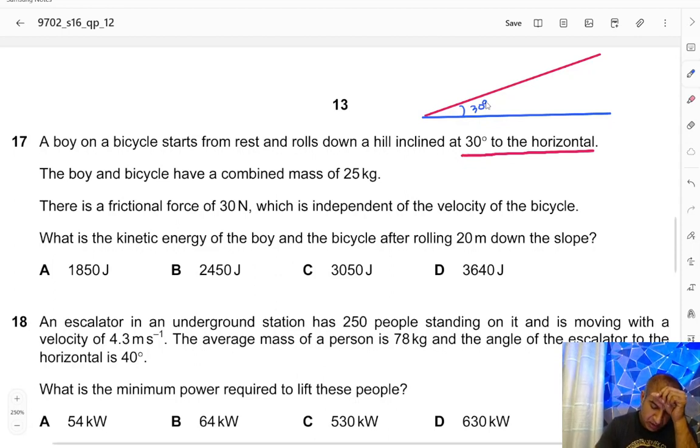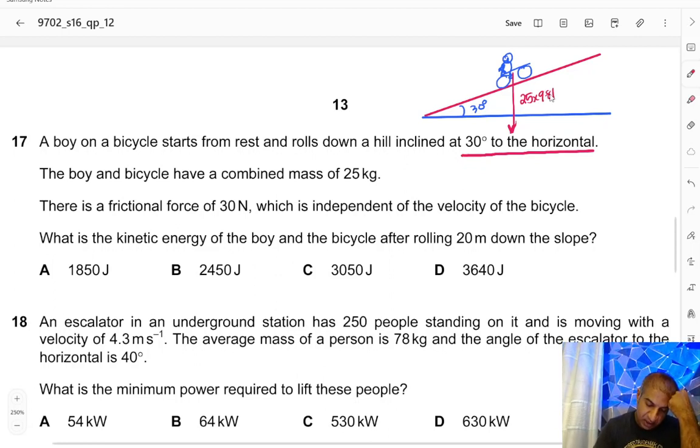Okay. The boy and the bicycle have a combined mass of 25 kg. Okay. So we happen to have a bicycle. And let's just draw a bicycle, and this is the boy. And this boy is actually riding this bicycle. Okay, so we have this idea. Have a combined mass of 25 kg. That means its weight is going to be acting exactly downward. And that is going to be 25 into 9.81. So that should be in newtons.